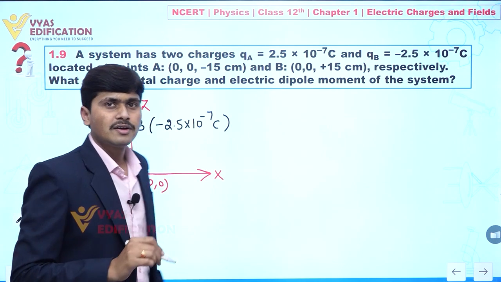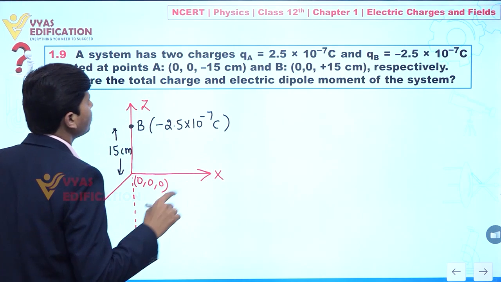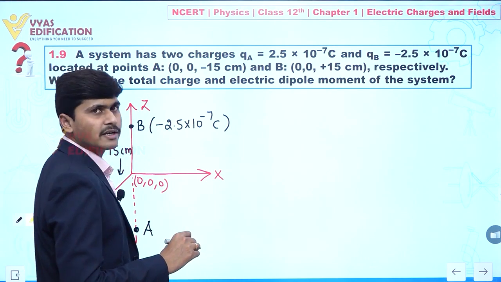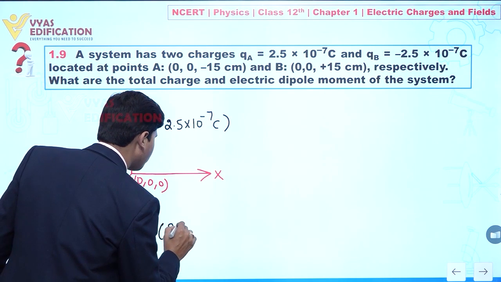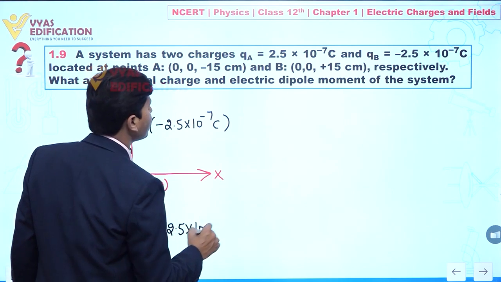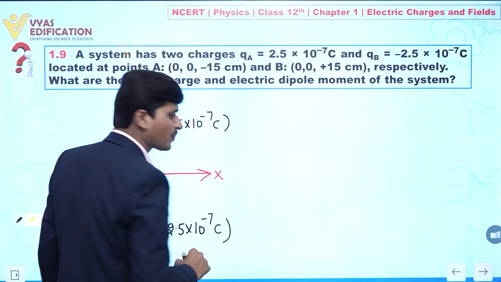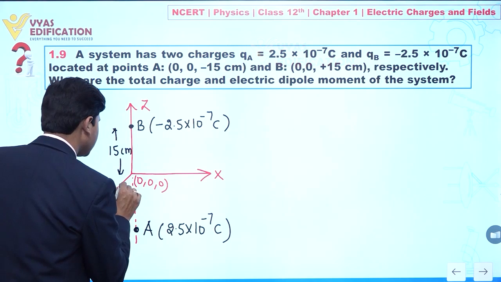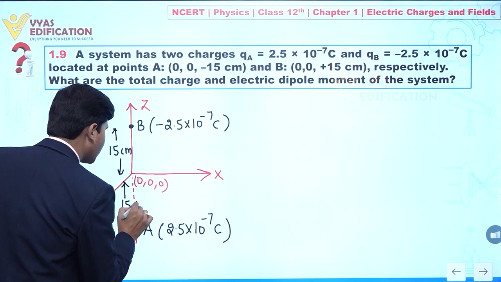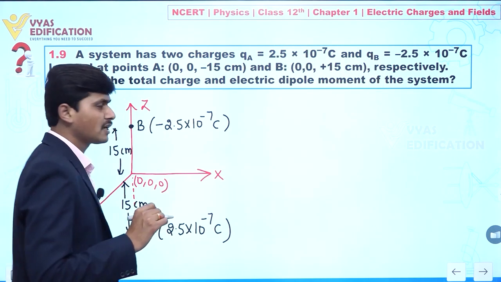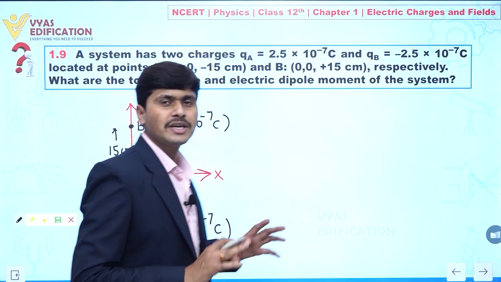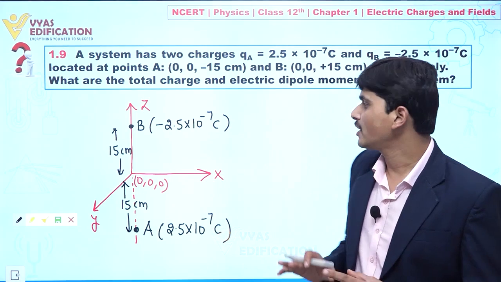Now one more position is given to you. We have a charge A. Its magnitude is given to you, 2.5 into 10 to the power minus 7 coulomb. And we can see here this is again at a distance 15 centimeter. So now our objective here in this question is to calculate total charge.